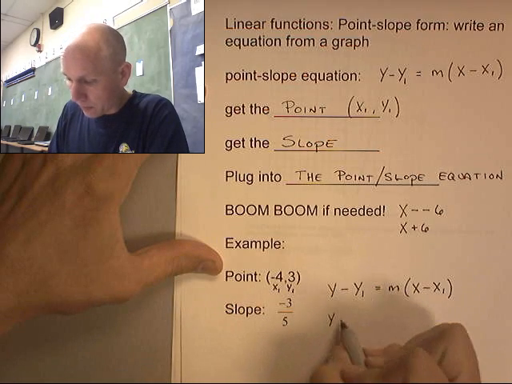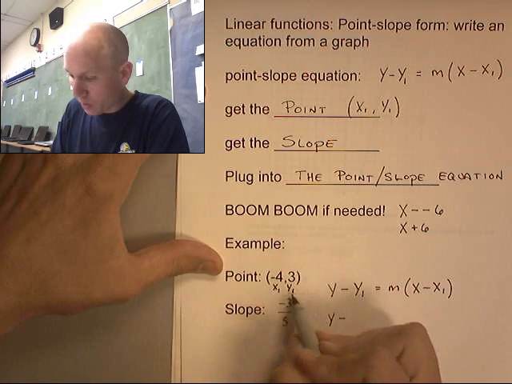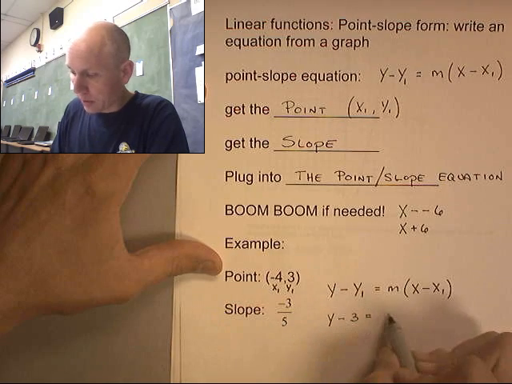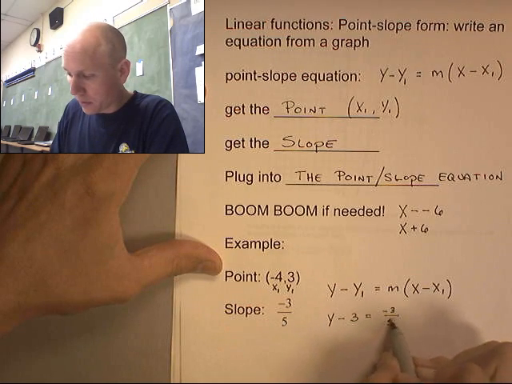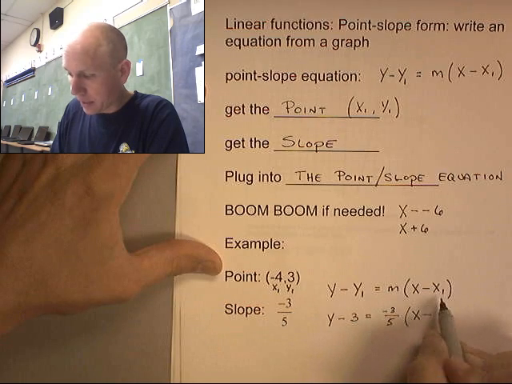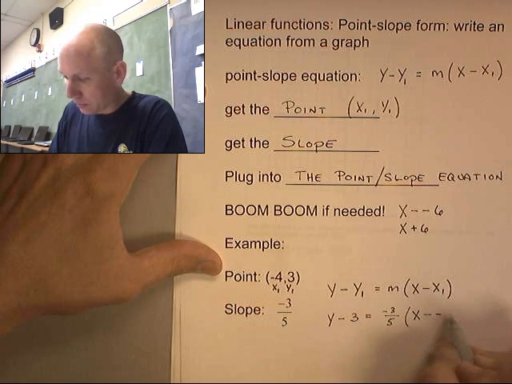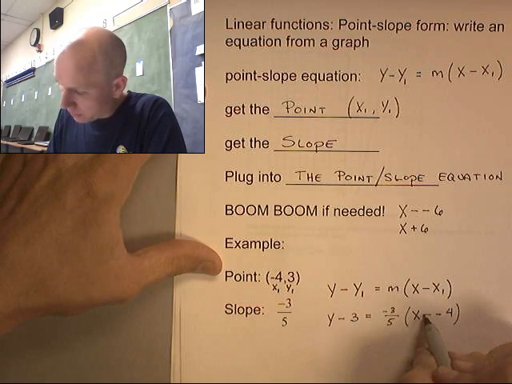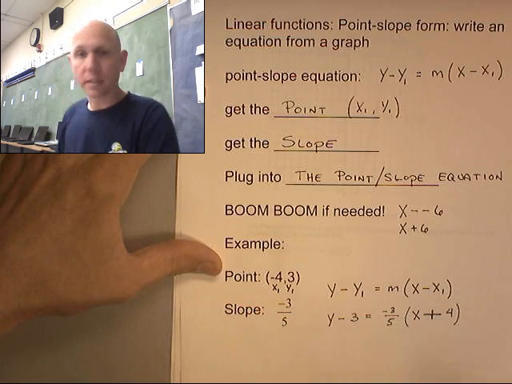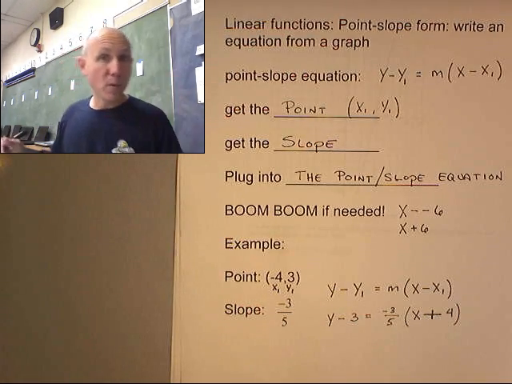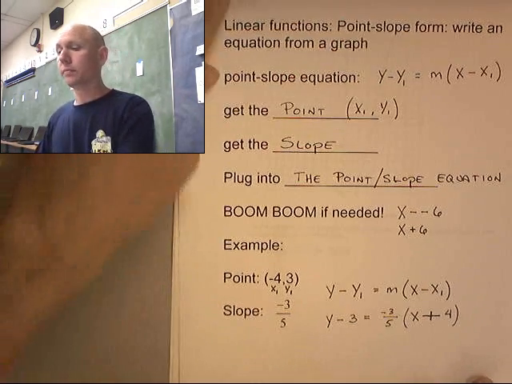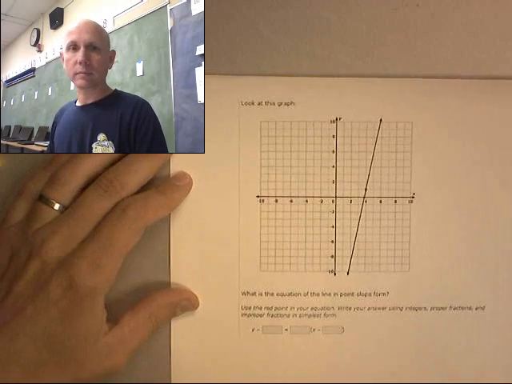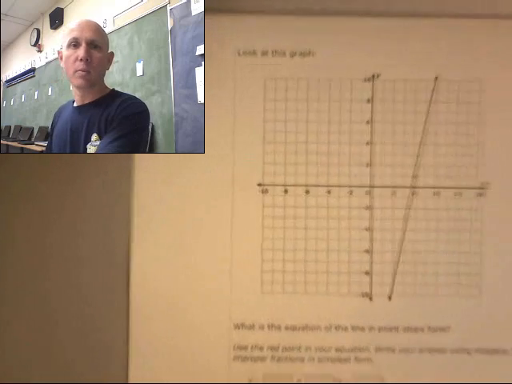So y minus y sub 1 is 3, equals m, that's the slope, negative 3/5, times x minus x sub 1, which is negative 4. And do you see the boom boom I need to take care of? Take care of that, turn that into a positive. There you go. That's the method. Get the point, get the slope, plug them into the equation.